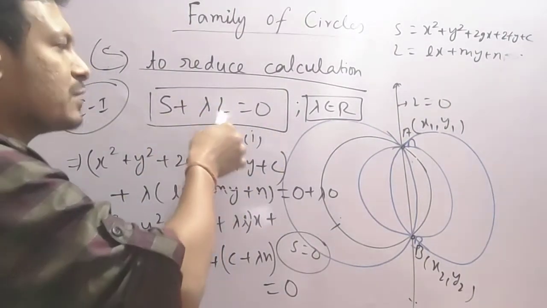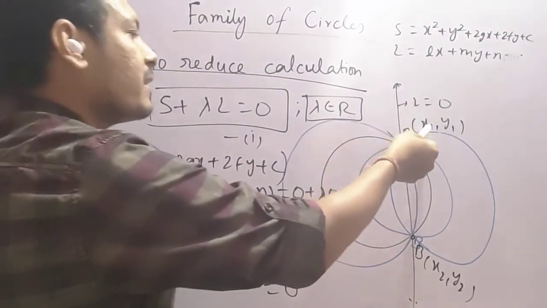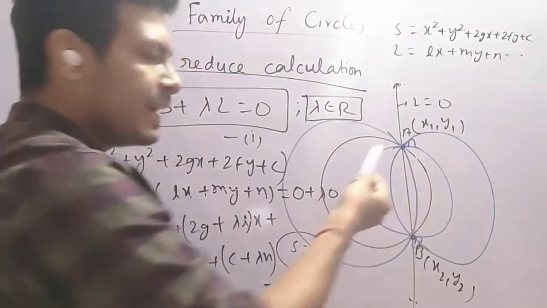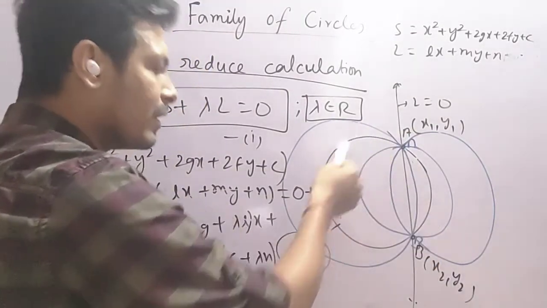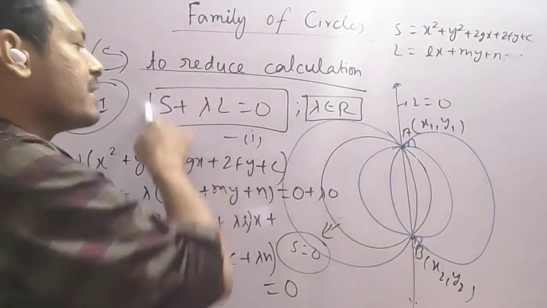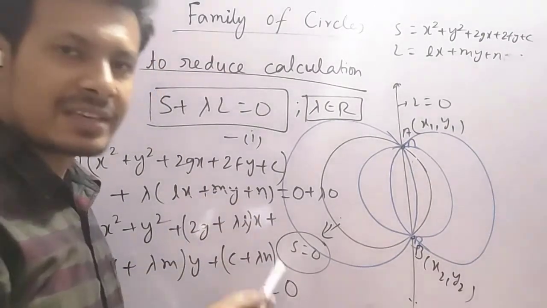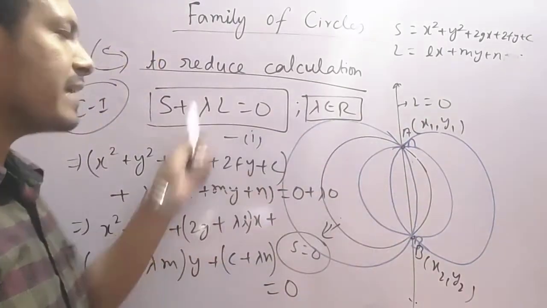LHS will be 0 irrespective of the value of lambda. So LHS will be equal to RHS, which means point A will satisfy this curve. Similarly, there is no speciality in point B. Point B also lies on this line L equals 0 and on this circle S equals 0. So point B will also satisfy this curve, and this curve is what? This curve is a circle. So ये circle है जो कि A और B दोनों से satisfied हो रहा है.